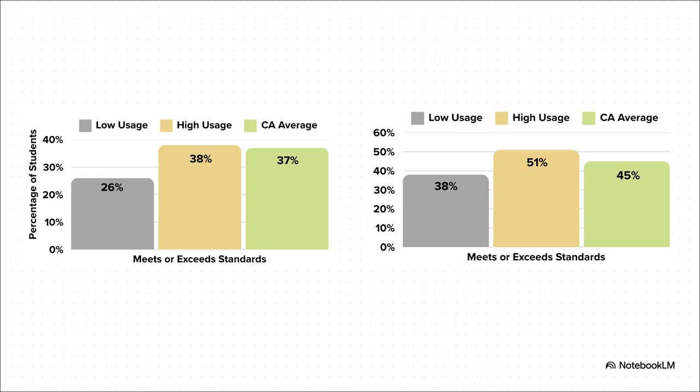On the left, we've got math. 38% of the kids who used Edpuzzle a lot met or exceeded the state standards. That's not only better than the low-usage kids, it's also better than the California state average. Now look over at the right for ELA. Same story. 51% of the high-usage students hit the mark. Again, blowing past the state average. So they weren't just getting better, they were actually outperforming the state.